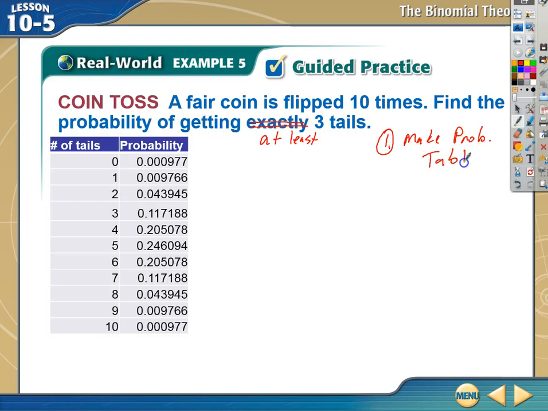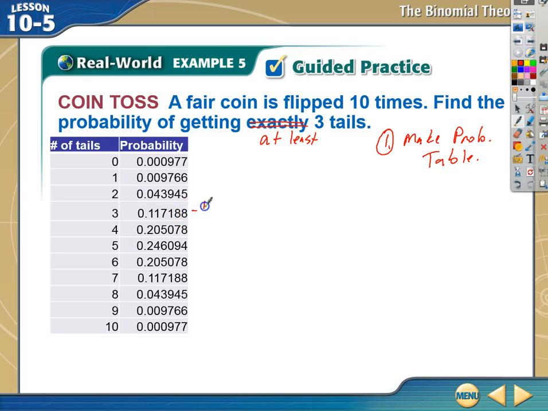How do you make a probability table? Here's one right over here. It's already pre-done, but there was a little bit of work to get into this. Okay? So first thing you need to know is, hey, look, this is the one we just did where we get exactly 3 tails. Here it is, 11.7188% right there.